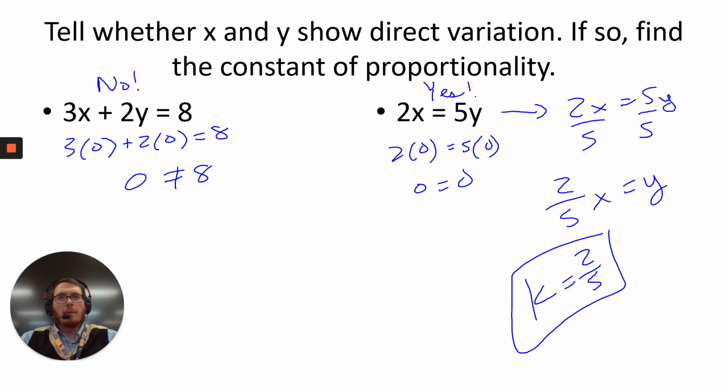Okay, so the first thing I would check, I know direct variation is difficult for a lot of students right now. It'll get better as time goes on. First thing I would check is, does it go through 0, 0? Because if it doesn't go through the origin, there's no hope of it being direct variation.